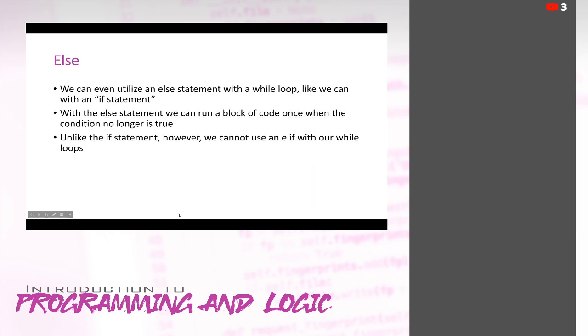Finally, we have an else. We can even utilize an else statement with a while loop, just like we can with an if statement. And we're actually going to do that in our example. With the else statement, we can run a block of code once when the condition is no longer true. So it'll run all of the code in the while loop, and once you break that code, make the condition false, it'll run the else. Now, unlike if statements, we can't use an elif. We can only use an else here.